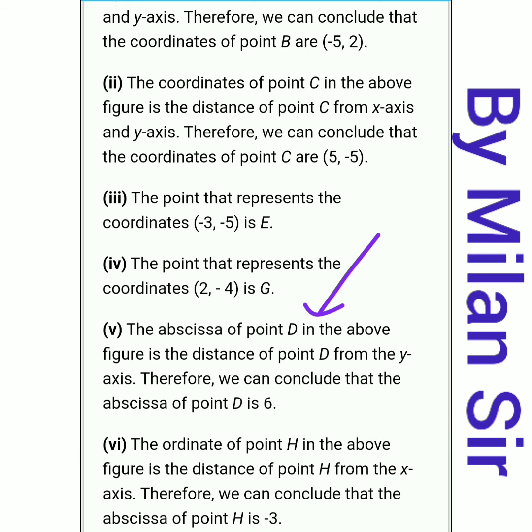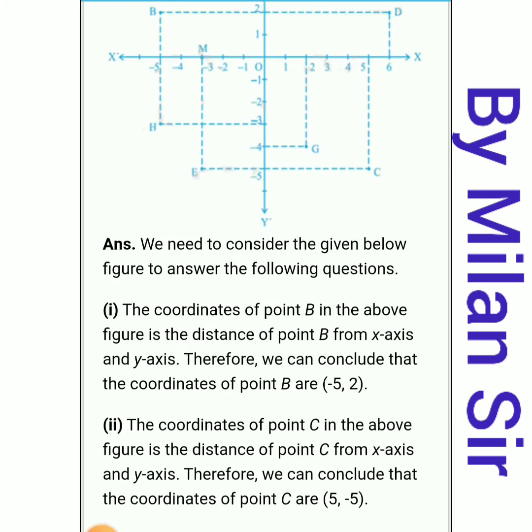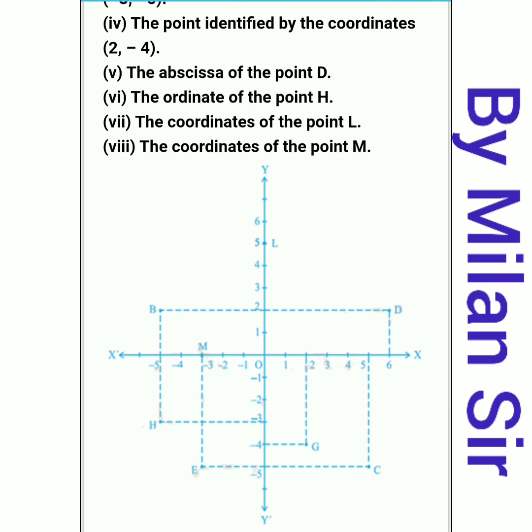The abscissa of point D in the above figure is the distance of point D from the y-axis. Therefore, we can conclude that the abscissa of point D is 6. Okay, next question. The ordinate of point H. Now, ordinate means, I already explained these things in the theory part, right? Ordinate means y coordinate. Abscissa means x coordinate. Ordinate means y coordinate.